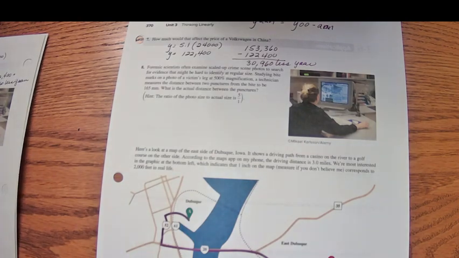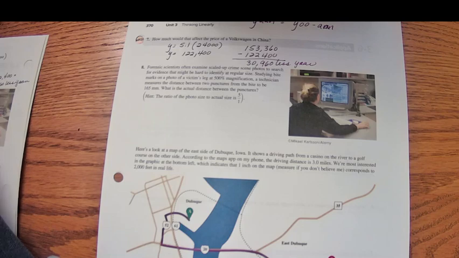Forensic scientists often examine scaled up crime scene photos to search for evidence that might be hard to identify in a regular size. Studying bite marks on a photo of a victim's leg at 500% magnification, a technician has measured the distance between two punctures from the site to be 165 millimeters. What is the actual distance between the punctures?